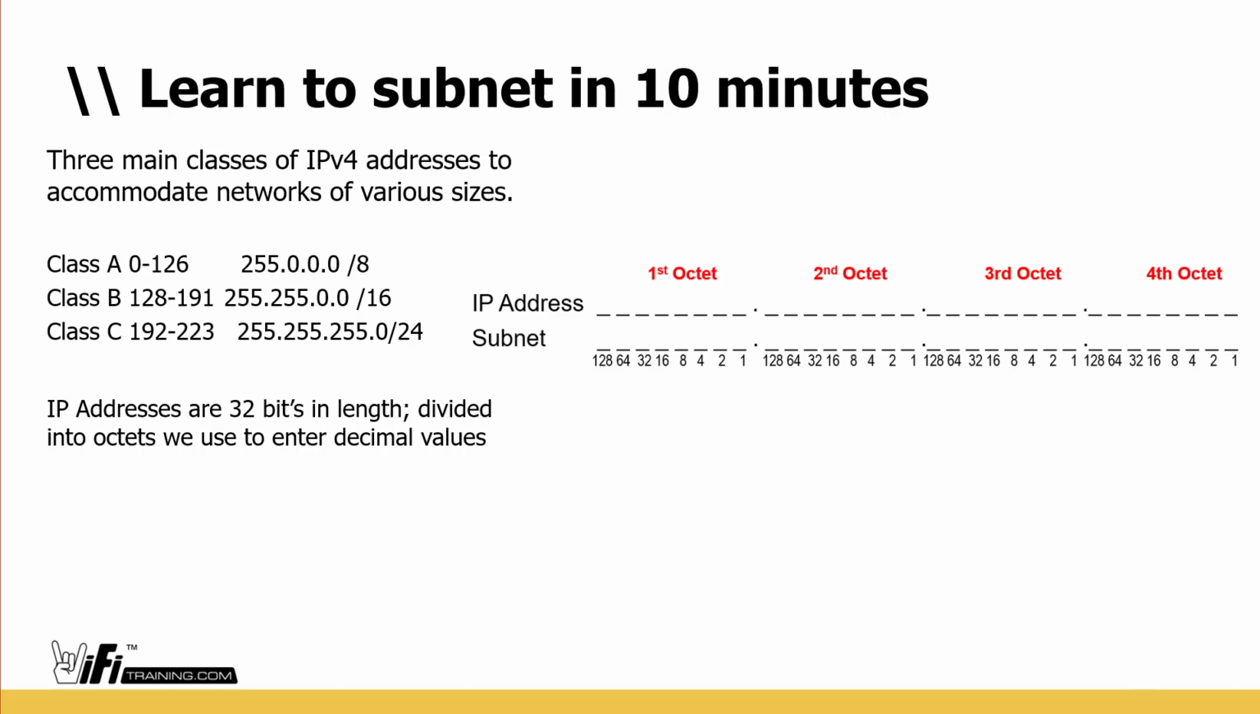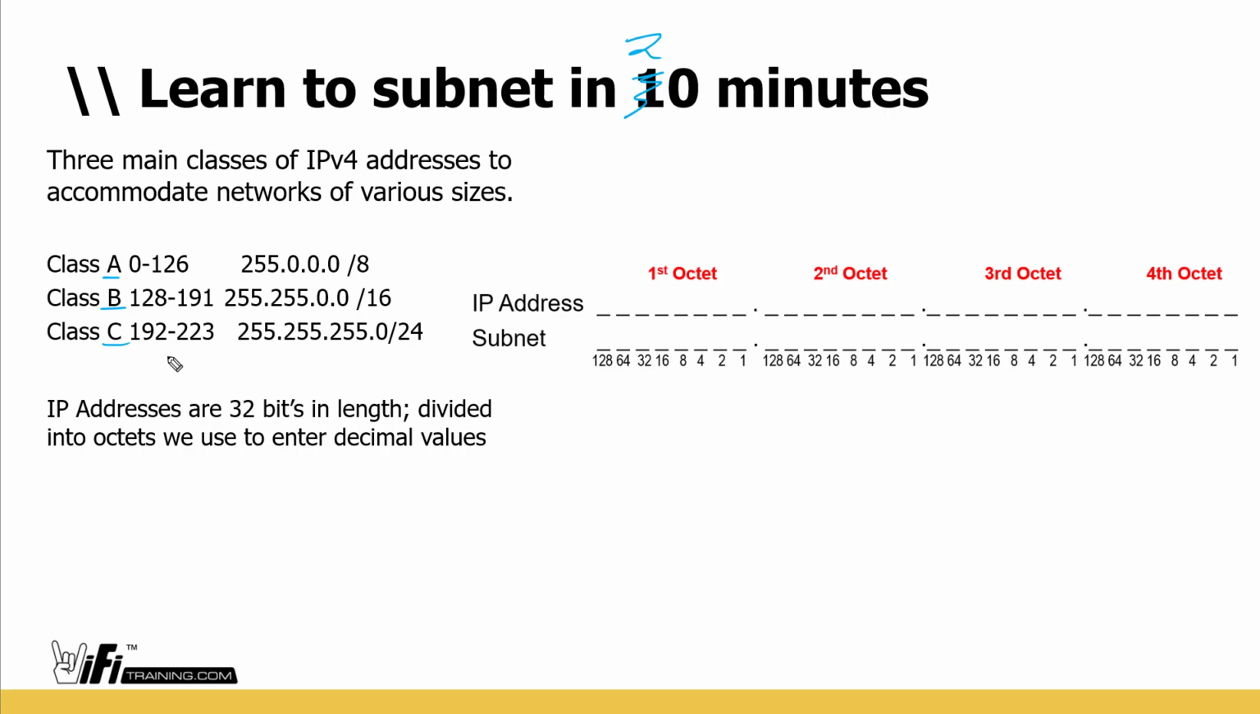So here's the thing. There are 3 classes of IP addresses. If you haven't heard about the classes of addresses before, here they are. Class A addresses begin with a first octet value of 0 through 126, Class B addresses begin with a first octet value of 128 through 191, and Class C addresses begin with a first octet value of 192 through 223. Now, what's an octet?